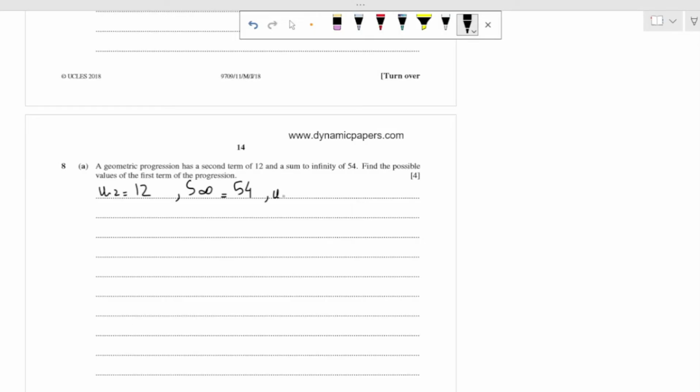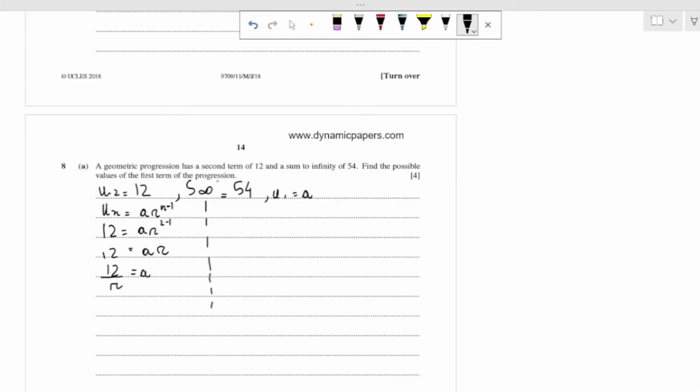So we need to now find the first term. We can consider the first term as a. We know this is a geometric progression, therefore the nth term is equal to ar^(n-1). You can refer to this in the formula booklet as well. Substituting n as 2, which is the second term, ar^(2-1), which simply gives us 12 = ar. We can rearrange this for a, and we have 12 over r is equal to a.